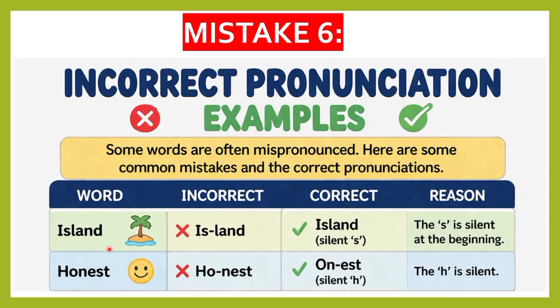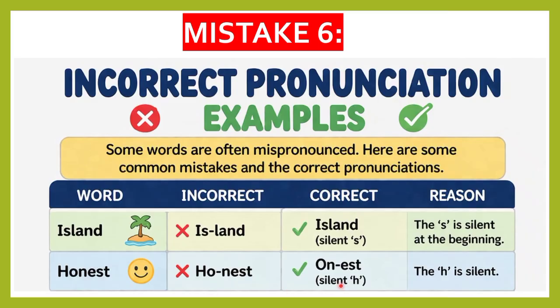Like here is island, and how it is incorrectly pronounced is "izland," where the correct pronunciation is "island," where S is silent. The S is silent. So it is pronounced as island. Then honest, which is wrongly pronounced as "honest."